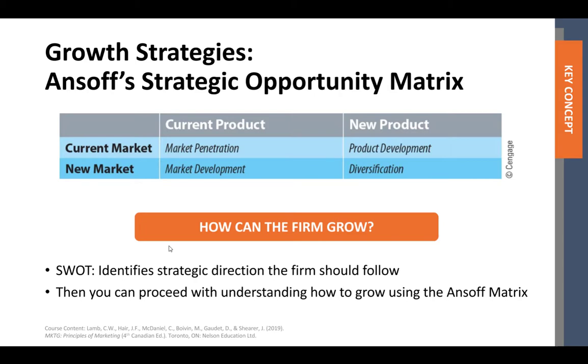So the SWOT really identifies like the strategic direction that the firm will go. Then you can proceed with understanding how to grow using the Ansoff matrix. So how this works is you look at your current products and potentially thinking about new products, right? And the current market that you have and potentially new markets. So if you take Starbucks, for example, right? You might be thinking, okay, well, we have this current product.